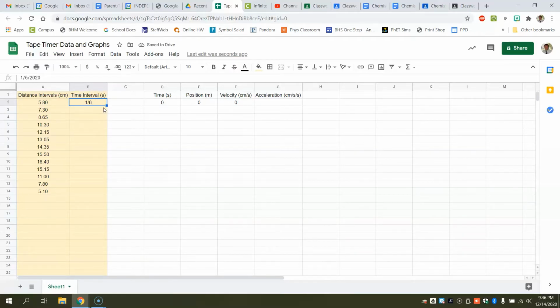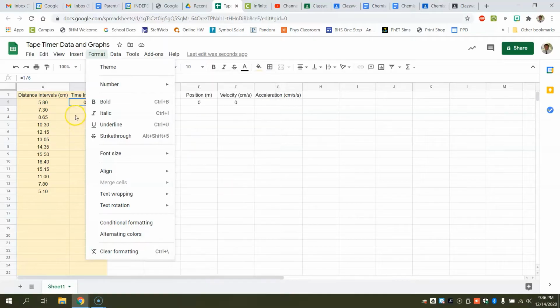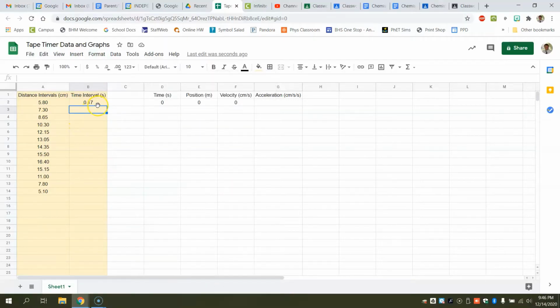I want to do equals 1 divided by 6. Alright, my format was wrong on that, so I went up to format, down to number, and then I switched this to number so that it actually shows me that that would be 0.17 seconds.